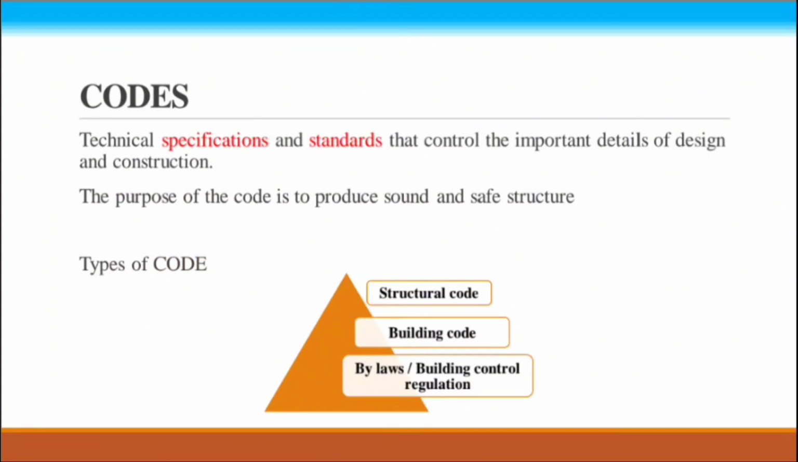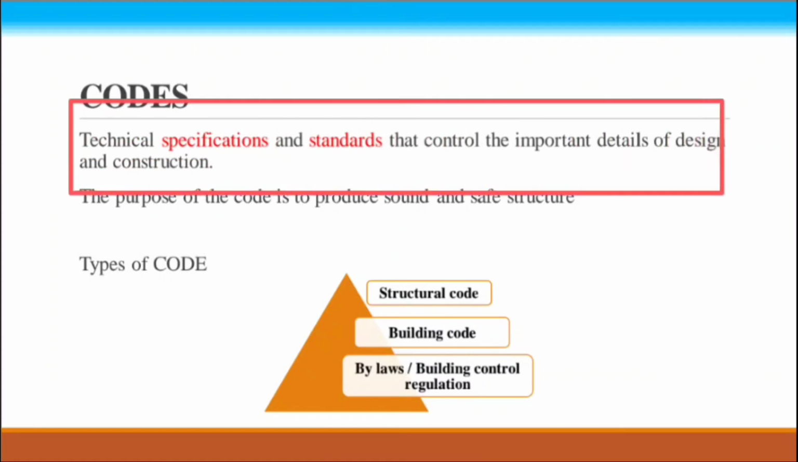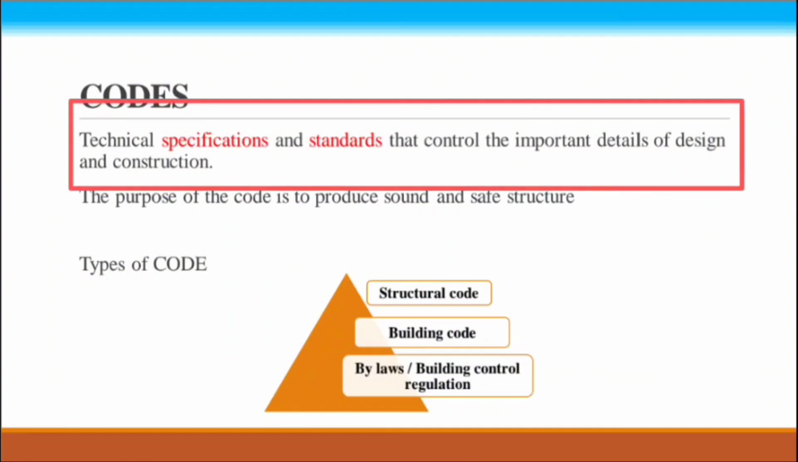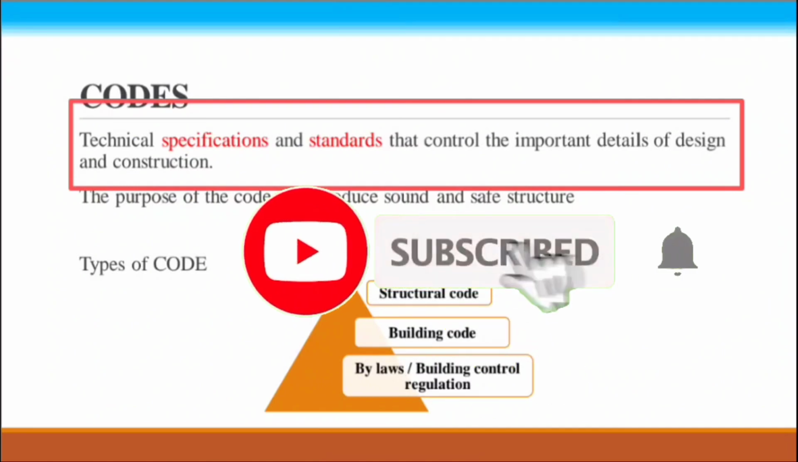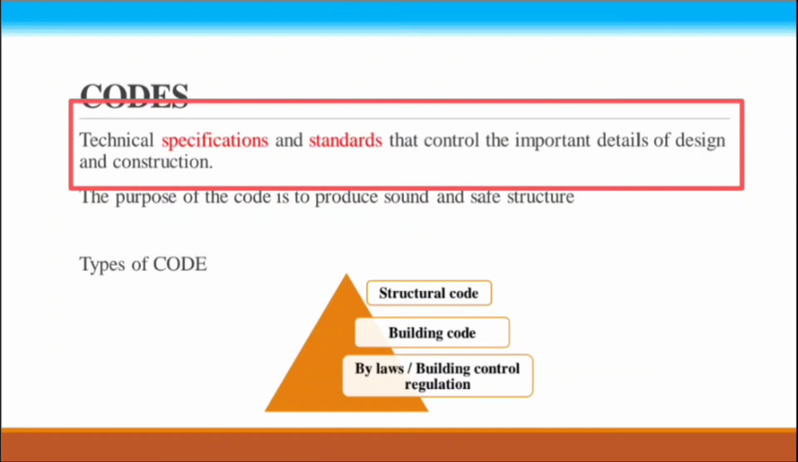So what is a code? Codes are the technical specifications and standards that control the important details of design and construction. These details include the section properties and the modulus of elasticity of different members, steel, or materials. In construction, it maintains the material properties and mixing properties, including the mix design of the material. And in design, it includes the section property, modulus of elasticity, section modulus, etc.